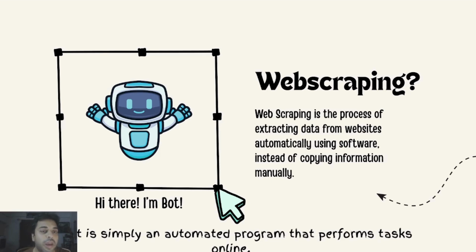You need to extract their name, their pricing, their rating. So how much time will you take? Probably you'll say, oh my god, there are 10,000 products that I need to take out, so I'll definitely take 2 or 3 days. But what if I say it can be done within 30 minutes? This will be done via a bot. What is a bot now? A bot is just an automated program that performs tasks online.